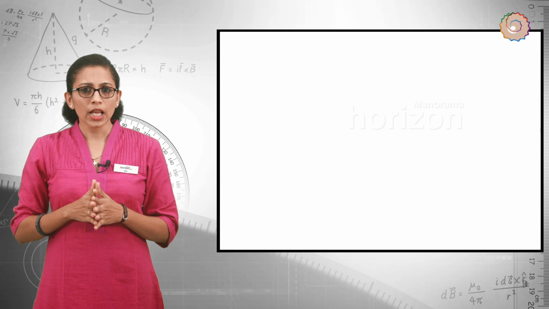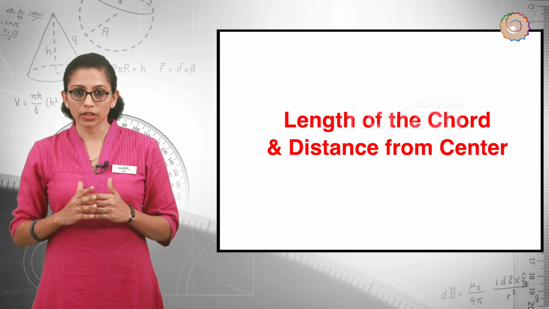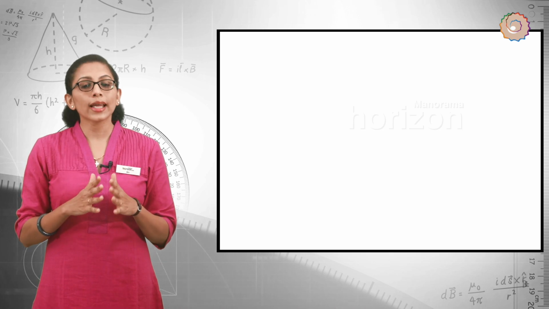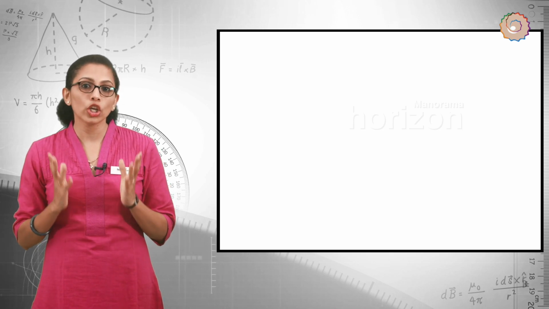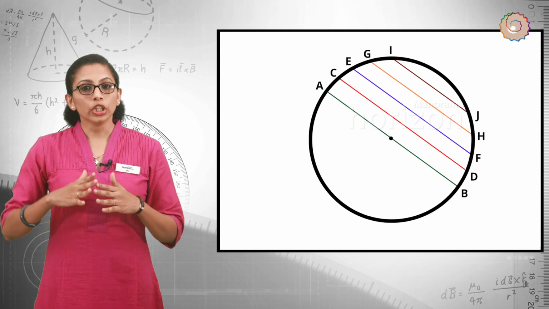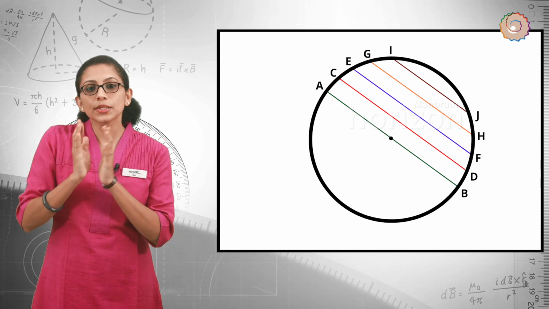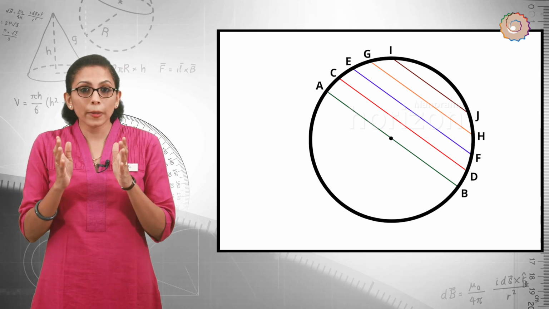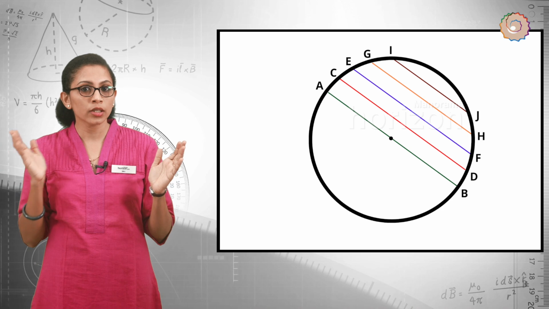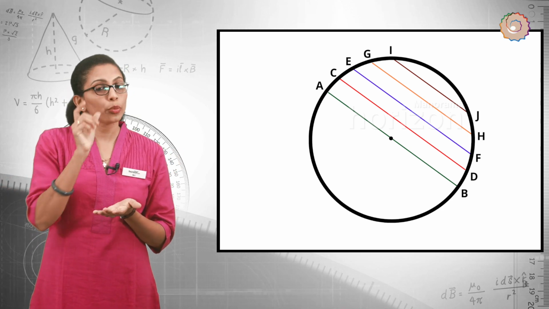Now, we will see how length of the chord and distance from center are related. A circle can have infinitely many chords. In the figure given, we observe that the longer chord is nearer to the center than the smaller chord. So, diameter is the longest chord from the center, right? Since the center lies on it, and what about the distance?